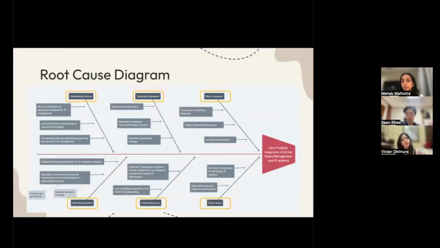Moving on to the problem landscape, we made a root cause diagram that breaks down the problem into contributing factors, underlying indirect symptoms, and contributing underlying indirect causes. For example, on the surface, difficulty in integrating AI with legacy IP systems may have underlying causes, such as a lack of professionals with expertise who could reduce the need for extensive change management.